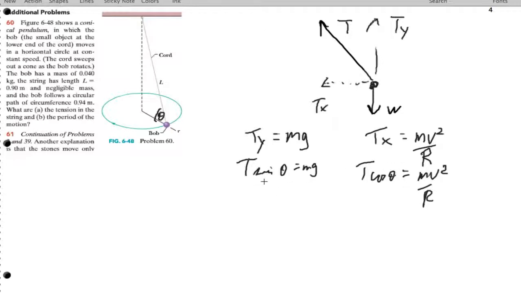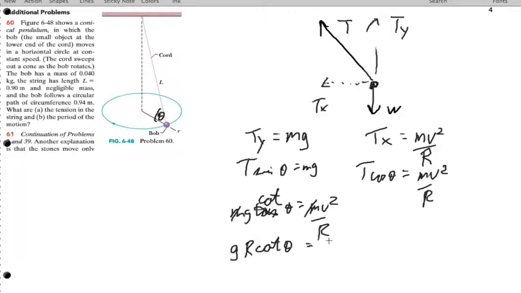So I'm going to do a little bit of algebra. I'm going to solve for T in this side and substitute into here. What I end up getting is that mg tangent of theta equals mv squared over r, and the m's cancel. And so what I'm left with is that, sorry, I need to be careful. This is the cotangent of theta when I do the math. So again, gr times the cotangent of theta equals v squared, and v is the square root of that.